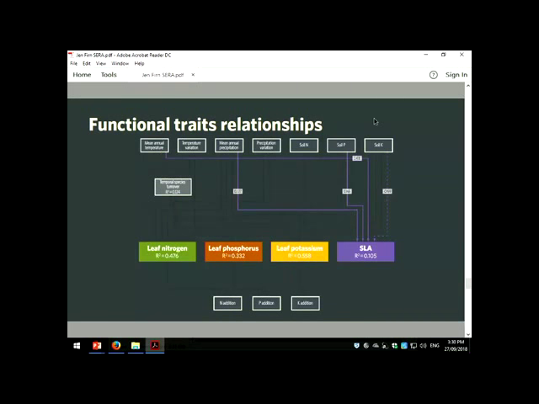But then when we get to SLA, specific leaf area, it's doing its own thing. Once we take into consideration the other factors, there's no longer a significant relationship with our experimental treatments. And even mean annual temperature has a positive, significant relationship.